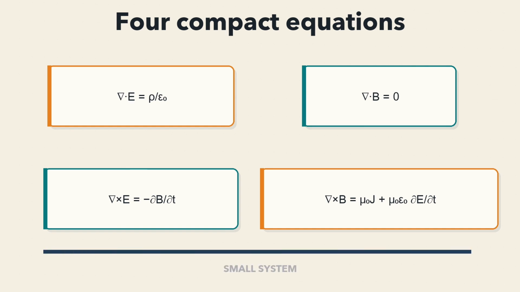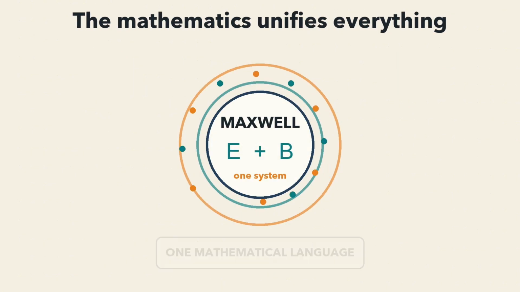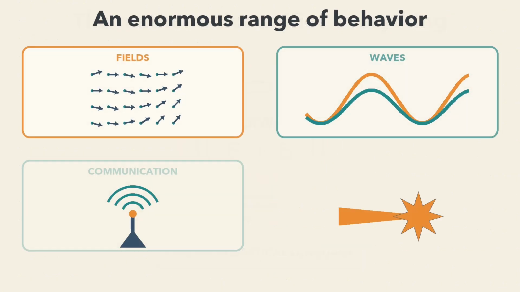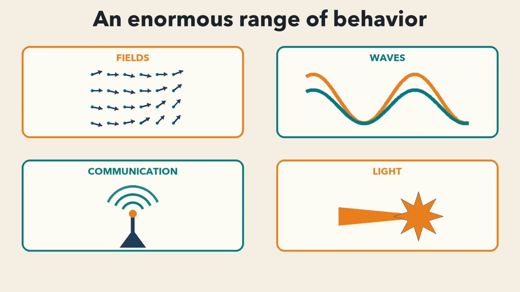Four compact equations use vectors, divergence, curl, partial derivatives, integrals, and constants to describe an enormous range of behavior. The physics is important, but the mathematics is what unifies everything. A small, elegant system can explain waves, fields, communication, and light.